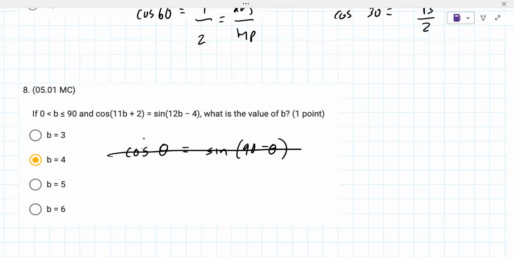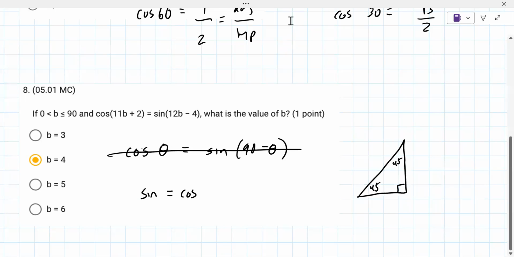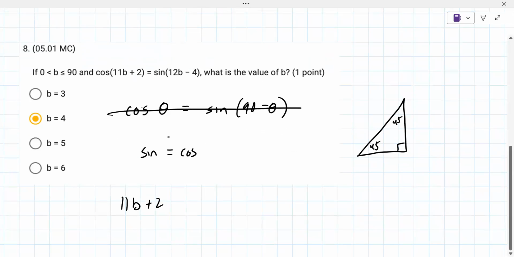Okay, sorry. So there is exactly one place where sine equals cosine, and it occurs in this type of triangle, a 45, 45, 90. So in a 45, 45, 90, sine equals cosine. So I think you're just setting these equal to each other. Like you're literally just setting 11b plus 12 equal to 12b minus 4. And then you just solve for b. So why don't you do that for us, please?